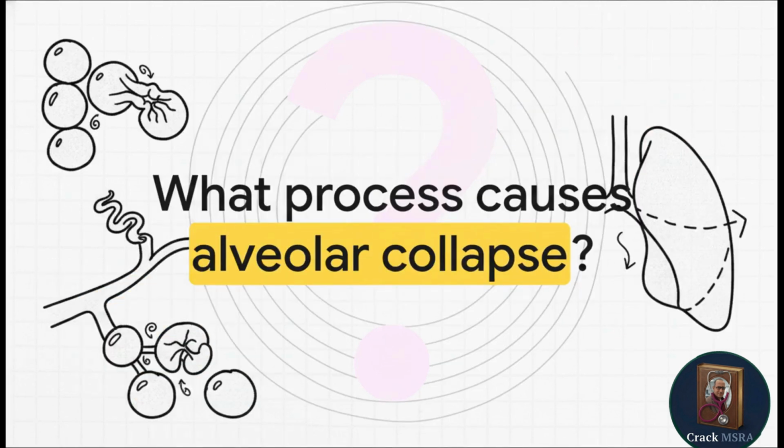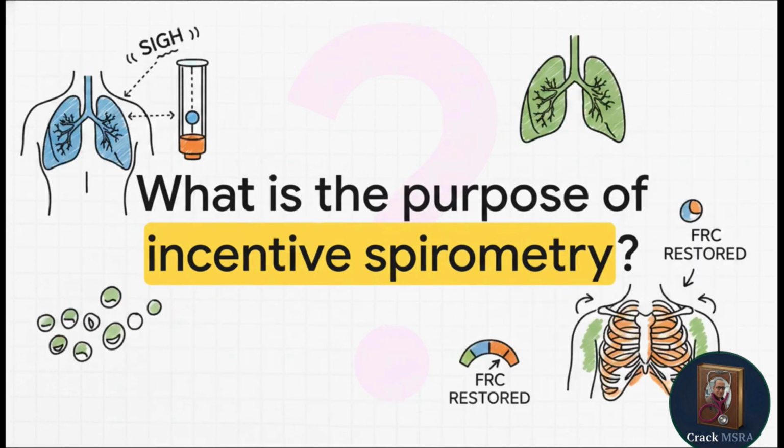Question 9. What physical process occurs in blocked small airways that directly leads to the collapse of dependent lung units in atelectasis? This one is about the deep pathophysiology. The answer is the resorption of trapped alveolar gas distal to those mucus plugs. Question 10, our final MSRA question. What is the purpose of prescribing incentive spirometry and deep breathing exercises in post-operative surgical wards? These therapies are specifically designed to promote sigh breaths, reopen those collapsed alveoli, and restore the functional residual capacity.